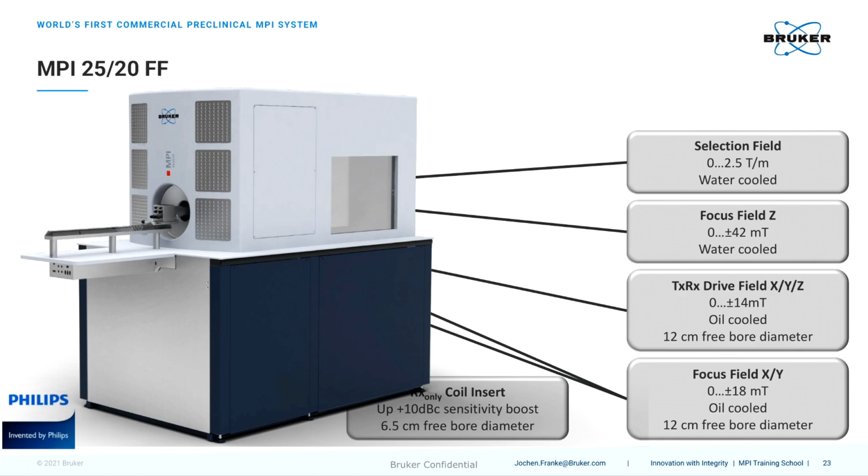Additionally, we have a 3-axis focus field coil to shift the field of view in the 3 orthogonal directions. And as we have 12 centimeters, which is roughly this size, we can make use of dedicated so-called inserts to make the MPI system even more sensitive to our precious magnetic particles.